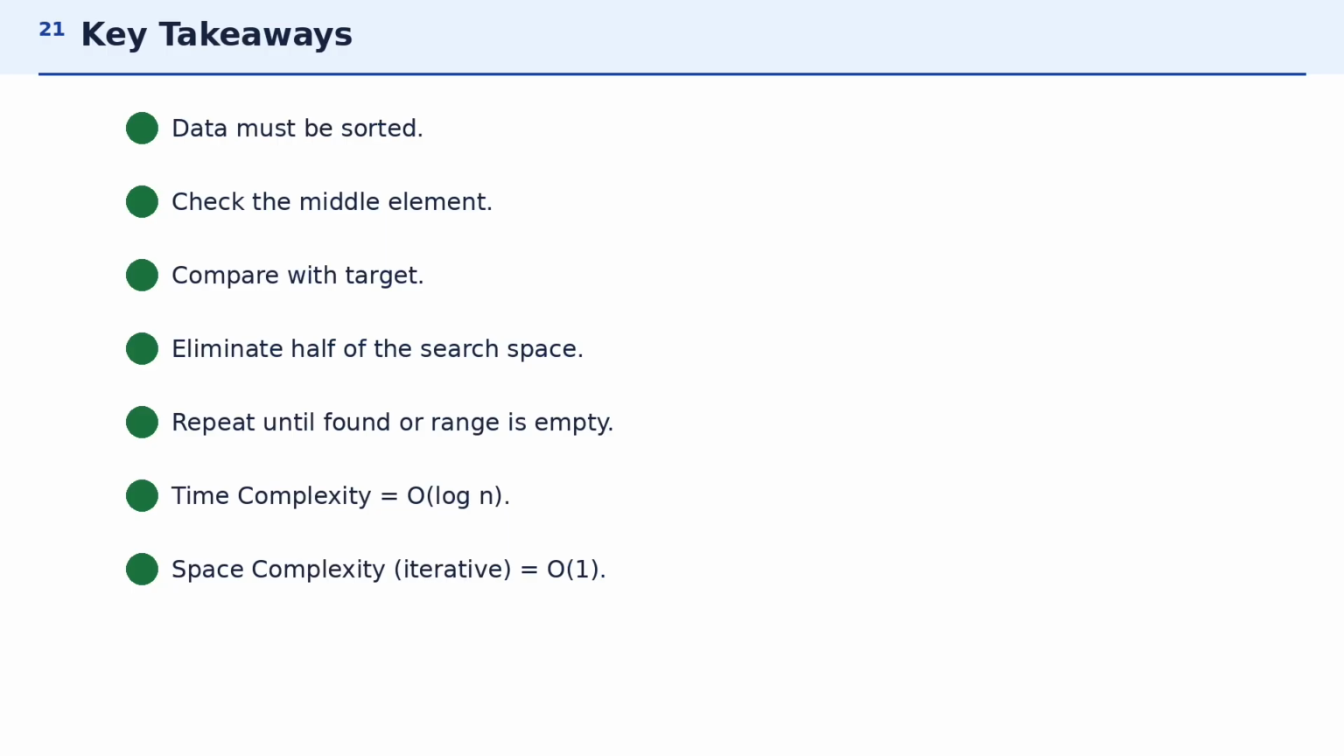Let's summarize everything. First, binary search requires sorted data. Second, we check the middle element. Third, we compare the middle with the target. If the target is greater, we search the right half. If the target is smaller, we search the left half. Then we repeat the same process. The worst case time complexity is O of log n, and our iterative implementation uses O of 1 extra space. Once you understand these 6 points, you understand the core idea of binary search.